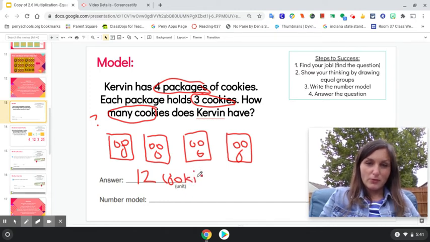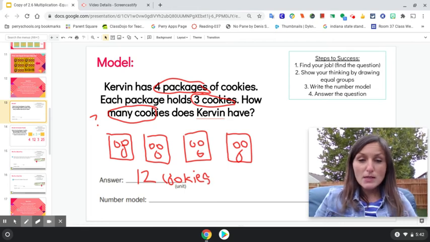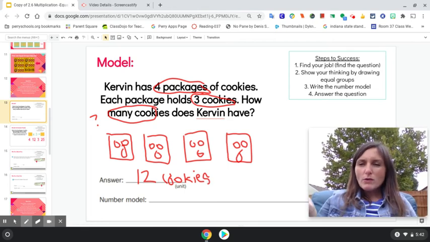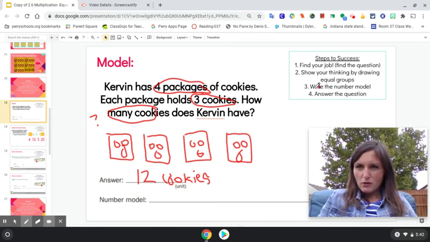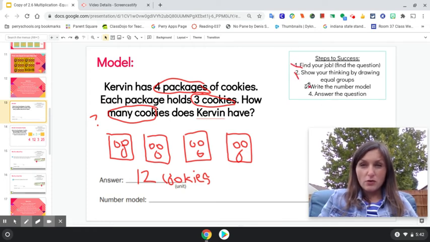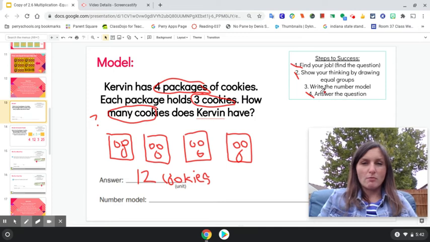This is very difficult to write like this. All right, there we go. So what would that be as a number model? Well, what was I doing, right? So I showed my thinking here. Okay, I found my job. I answered the question, but I didn't write the number model.